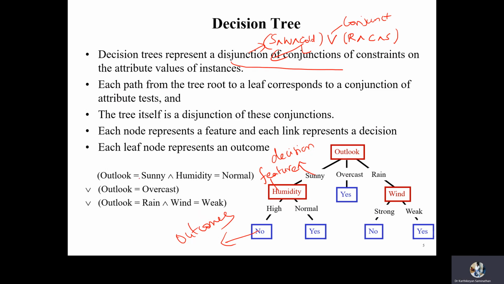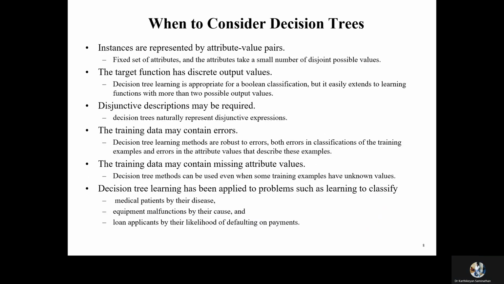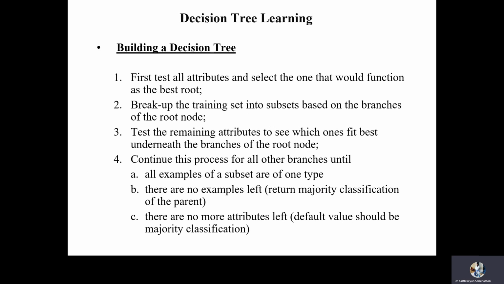See, outlook is equal to sunny, and generally we call this AND, right? So AND humidity is equal to normal. Then outlook is equal to overcast, straight away yes. Then outlook is equal to rainy, and if the wind is weak, then yes. So this is the third parameter. All three parameters are represented here. So this is what a decision tree is all about.